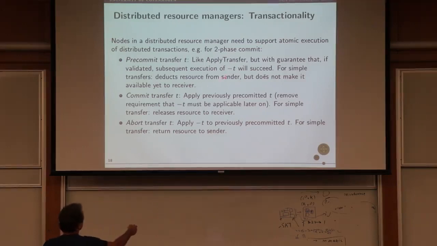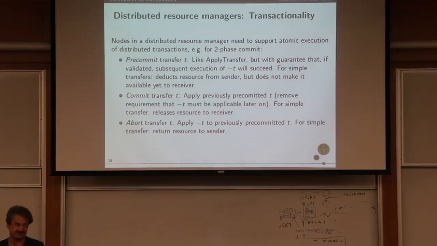So it deducts from the sender, but does not make it available to the receiver yet. So the receiver cannot spend it yet, okay? Then a commit transfer T means apply the previously pre-committed T, in the sense that, please commit it, which means for a simple transfer, there's this amount of money in limbo, commit it now, give it to the receiver, okay? So we had these three phases.